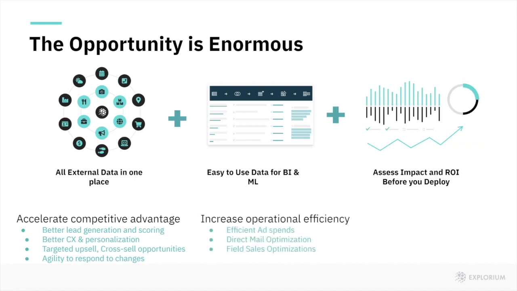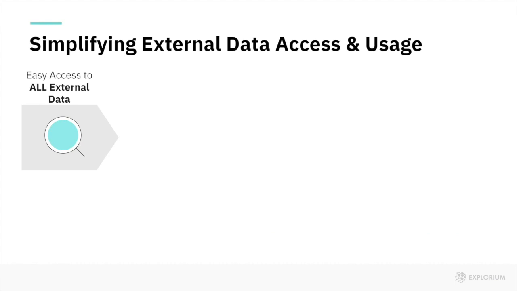Increase in operational efficiency: better ad spends, better mail optimization, better field sales optimizations. When your field sales people have access to better customer information, their needs, their priorities, and better scoring of those opportunities, they can be more efficient as well. And then we always talk about risk: lowering the credit risk, lowering the fraud risk, better GDPR and CCPA compliance, and all those use cases can be taken to production once you have the right data available within that platform right away.